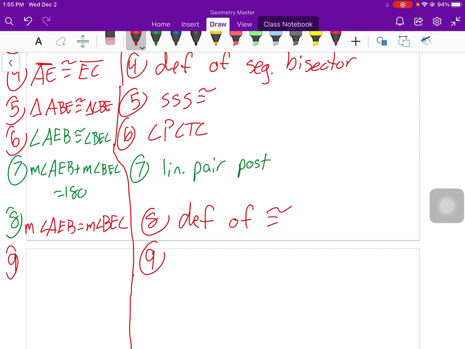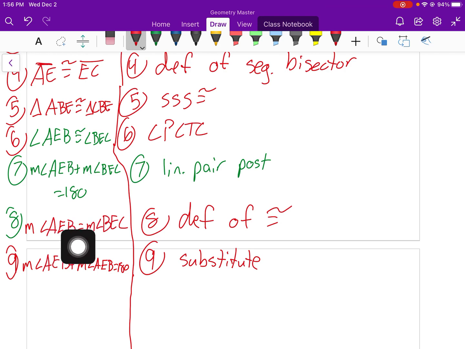Now, step 9, we know that one of these equals the other. I'm just going to replace in step 7 one of them. Does not matter which one, you just don't want to do both. I'm going to say measurement of angle AEB plus measurement of angle AEB equals 180, and that was by substituting. I replaced the value of measurement of angle BEC with the measurement of angle AEB because they're the same, and now it's just an algebra problem.